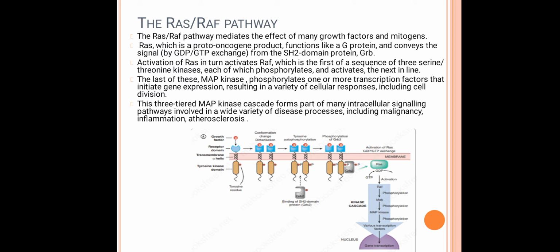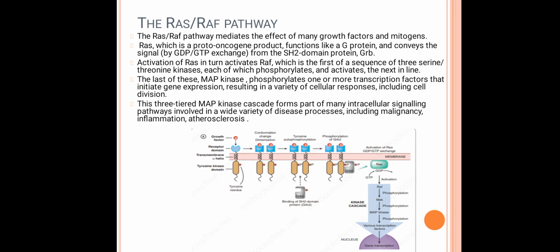So first is the RAS-RAF pathway. This pathway will initiate when growth factors and mitogens bind to the extracellular ligand binding domain. So when a growth factor or a mitogen binds to the extracellular ligand binding domain, like I said before, there will be receptor dimerization, and once the receptor dimerization is there, there will be cross phosphorylation of the tyrosine residues. There will be activation of an SH2 domain protein such as GRB2, and this GRB2 will activate a protein called RAS. So this is very specific to this pathway.